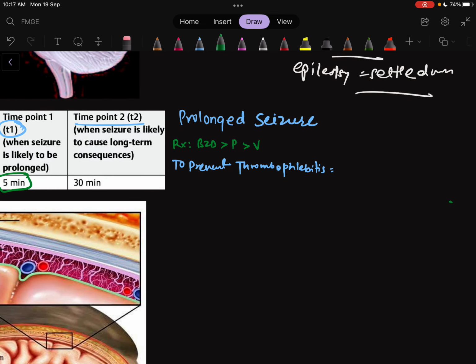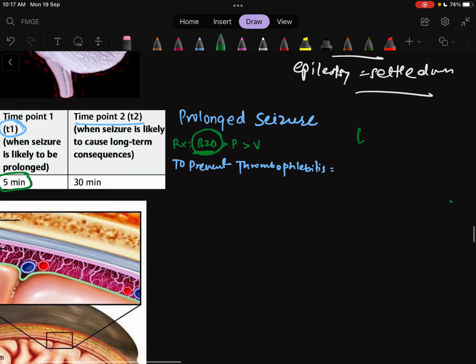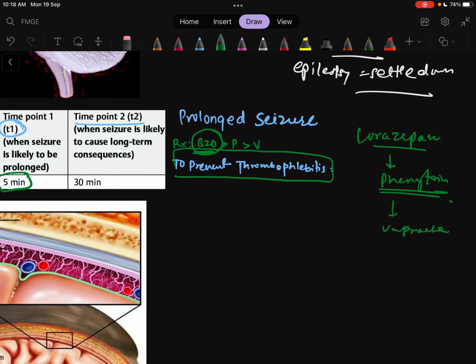Then what treatment will we give for status epilepticus? That is a benzodiazepine, lorazepam, then phenytoin, and then valproate. Instead of phenytoin, we can also give fosphenytoin to prevent thrombophlebitis. Thrombophlebitis is inflammation of veins.